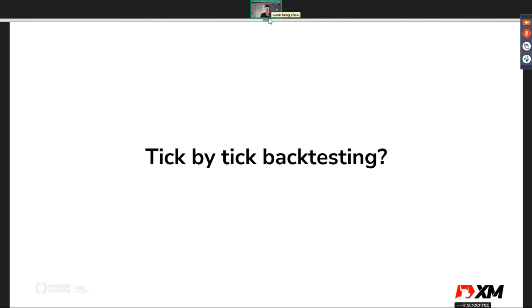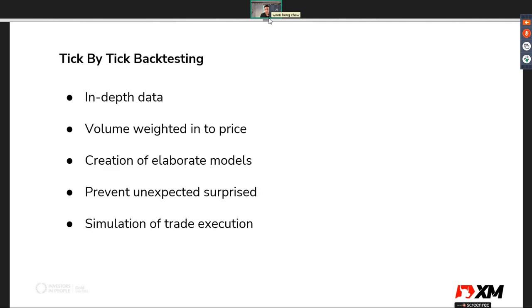So what is tick by tick backtesting? Tick by tick backtesting is basically in-depth data. So you'll gather data from, let's say, a year or many years ago, and then it will actually backtest your strategy for you. This only works if, for example, you automated your strategy into an EA, which means that your strategy is now a bot that can trade your strategy for you.